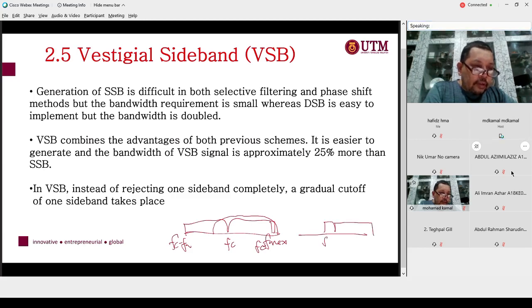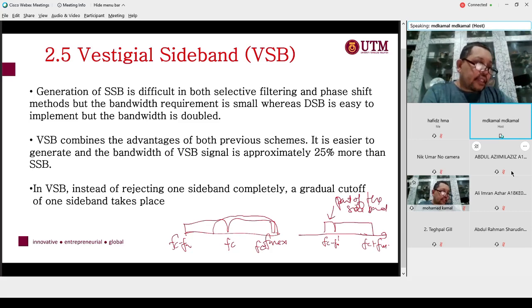Okay, so this is part, FC minus F prime, F max, Fm. What we can see is that this is part of the sideband, not all, part only. So this is what we call the vestigial sideband.